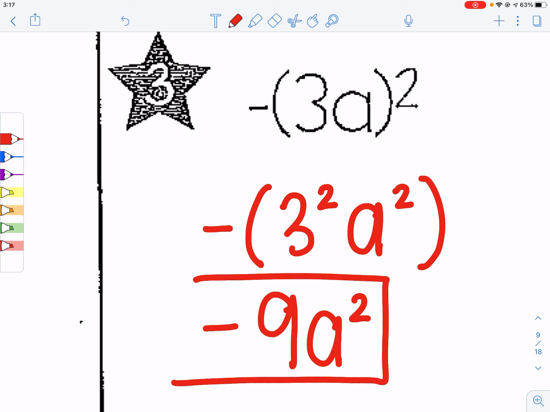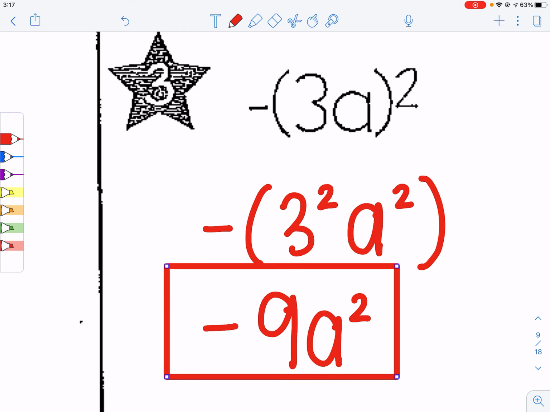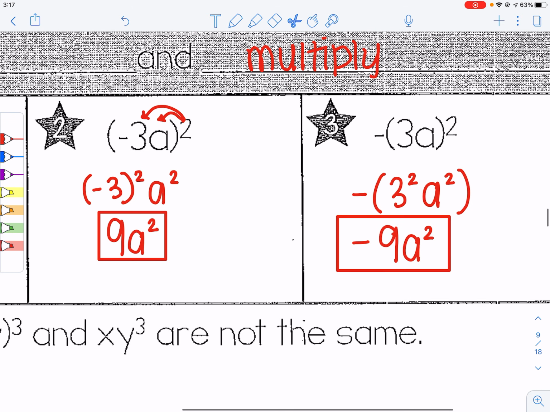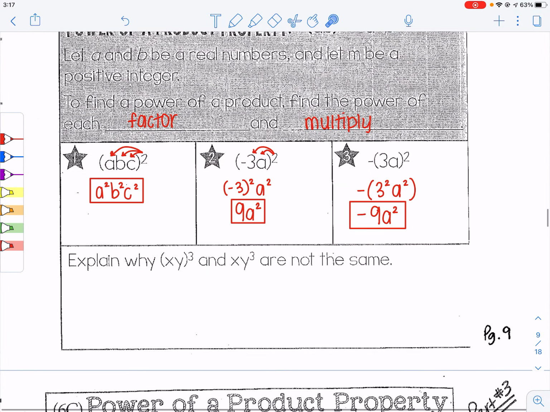So the difference between those two is if the negative is outside like that, you got to keep it out there on the outside. Okay, so if the negative is outside parentheses, keep it outside. If the negative is inside parentheses, you keep it with that -3. Keep it with the integer next to it.